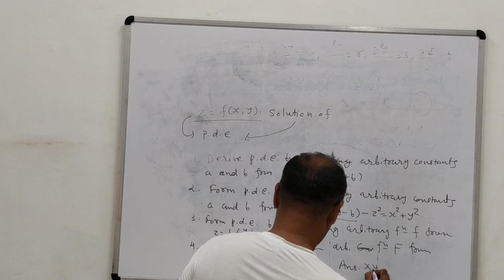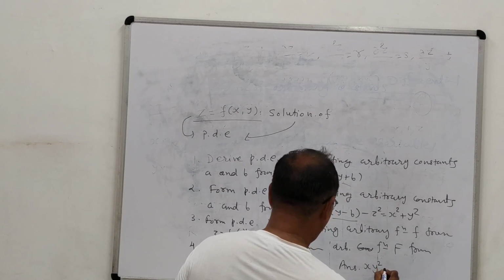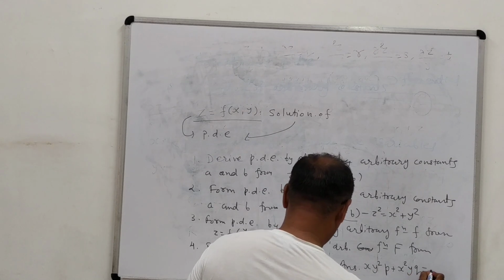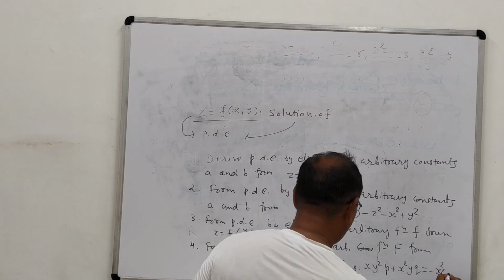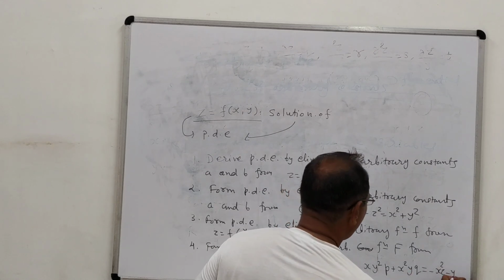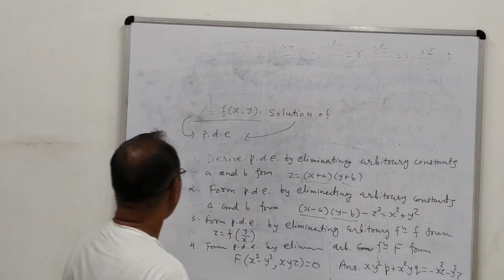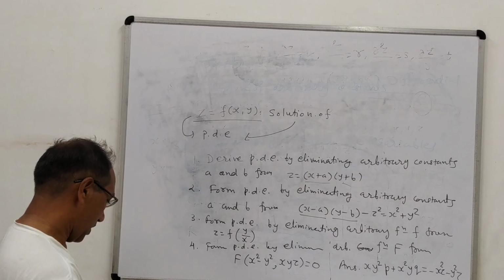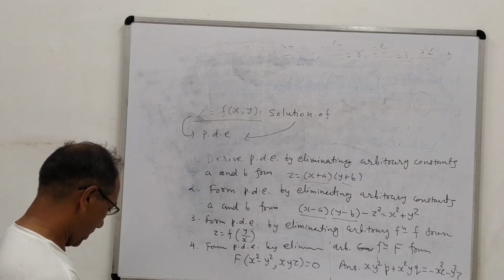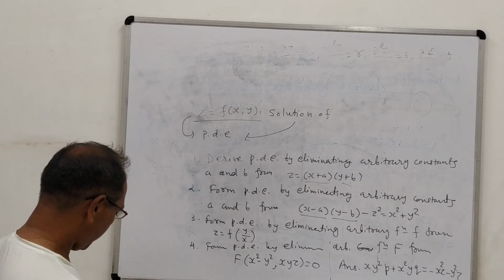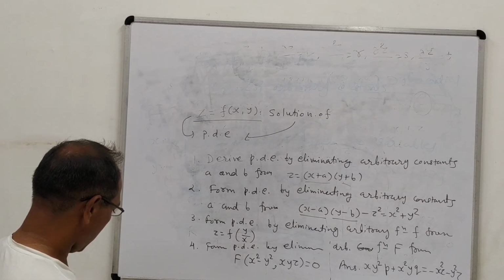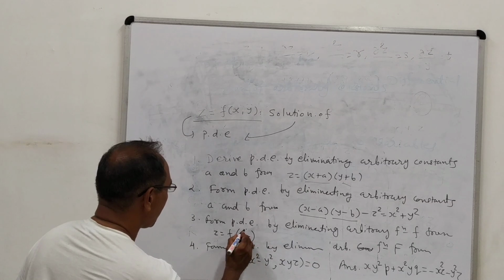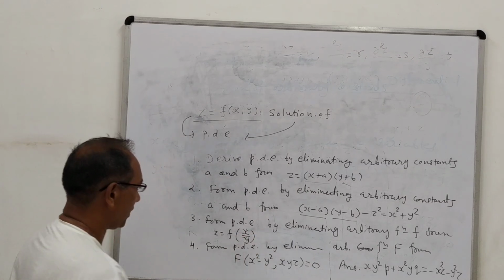x y square p plus x square y cube equal to minus x square z minus y square z. The answer for third example is... here is y upon x, already I have completed, so here you write down x upon y.